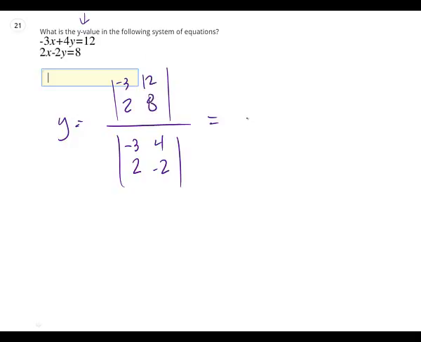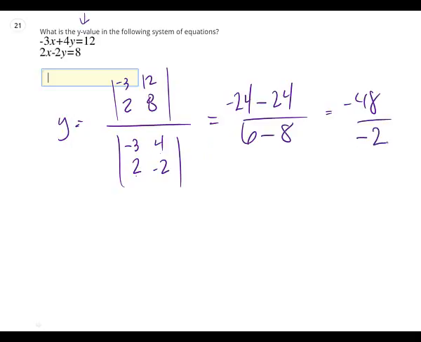At this point, it's some multiplication steps. So what's negative 3 times 8? Negative 24. Minus 2 times 12 is? 24. Oh, okay. So we get negative 48 in the top, it looks like. All right. Negative 3 times negative 2 is? 6. Minus 2 times 4 is? 8. So my denominator is? Negative 2. So my y value is?